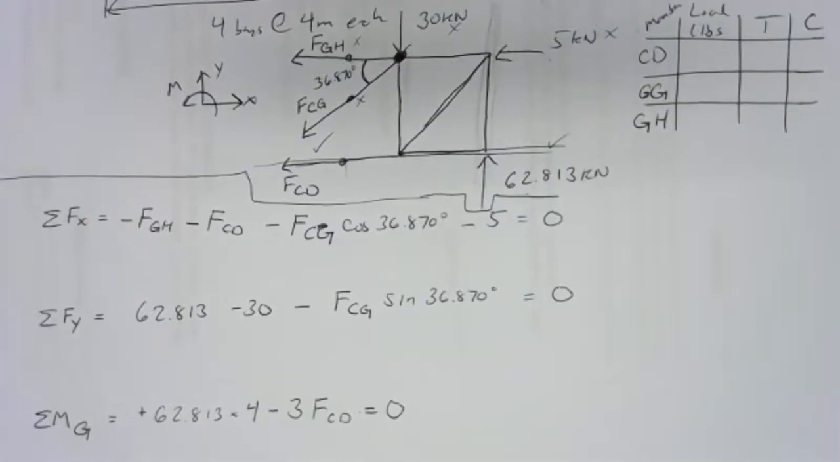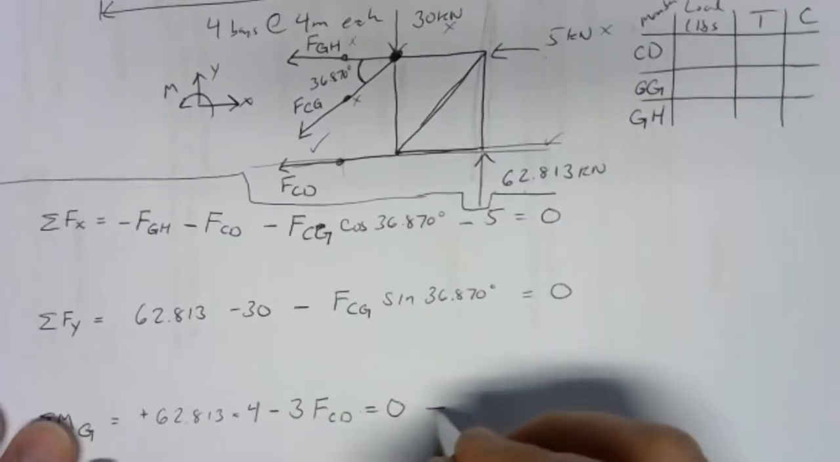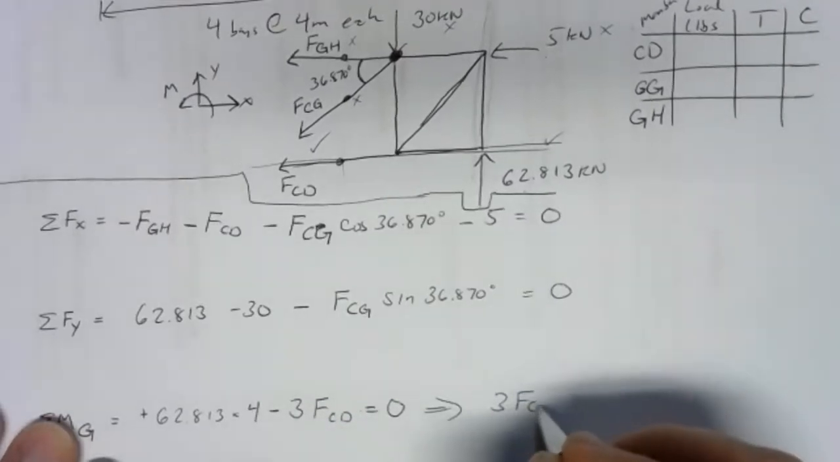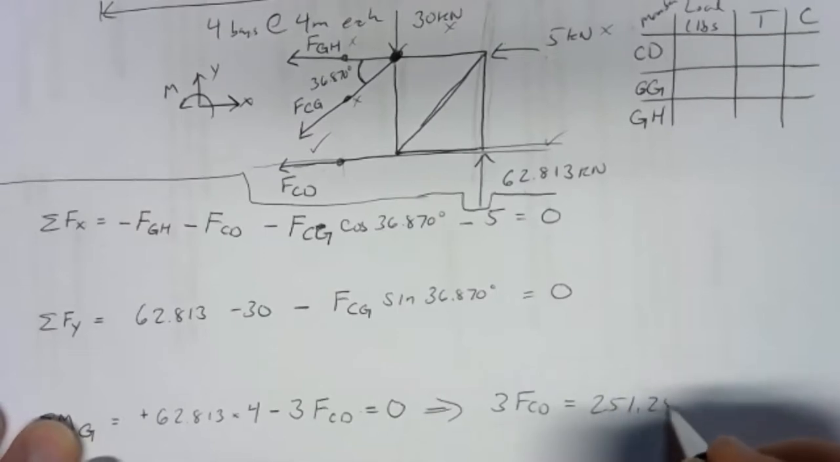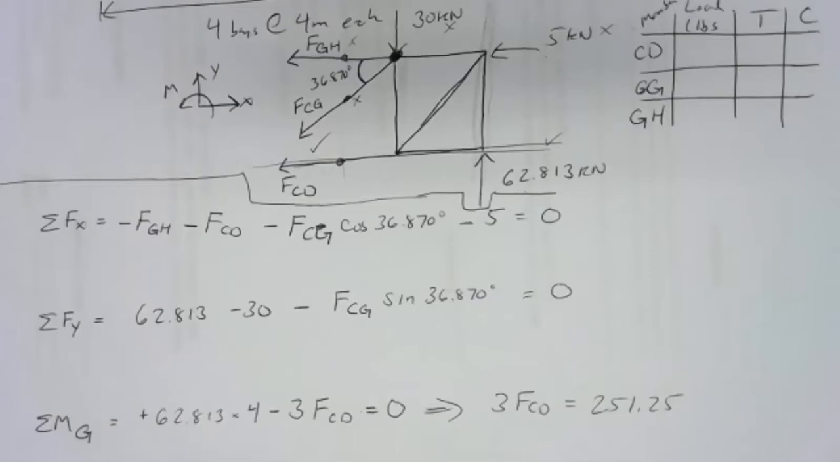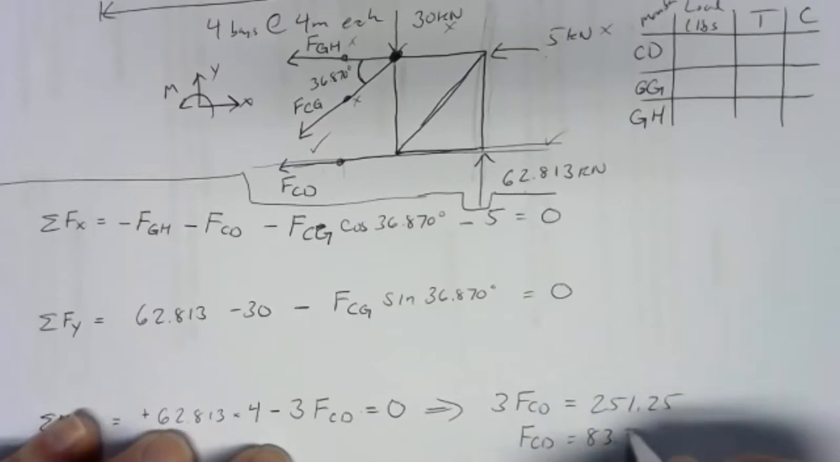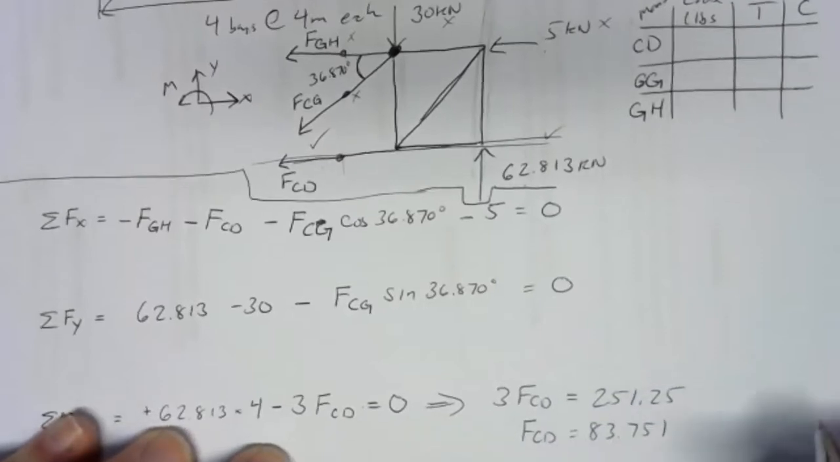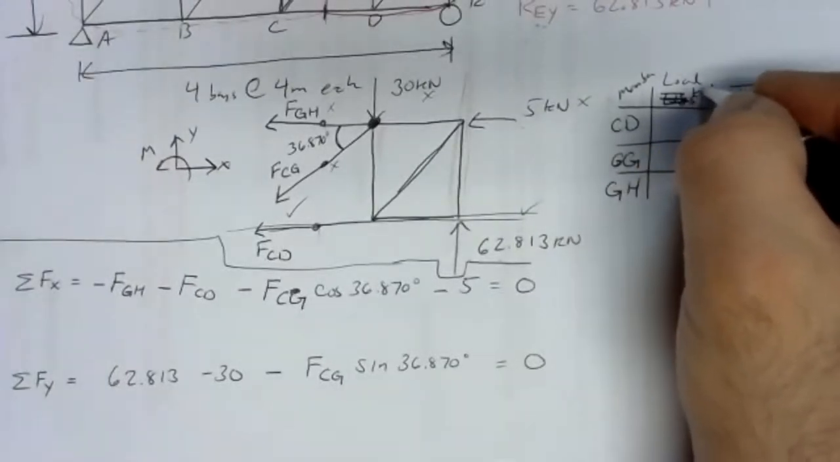That one, the algebra is not too bad on that. We've got 62.813 times 4. That's 251.25. So if we bring the 3 FCD over to the other side, we've got 3 FCD equals 251.25. Divide both sides by 3, and we've got 83.751. So FCD is 83.751. And don't forget the units that are involved here. They're not pounds. Don't make the same mistake I did there. They're kilonewtons.